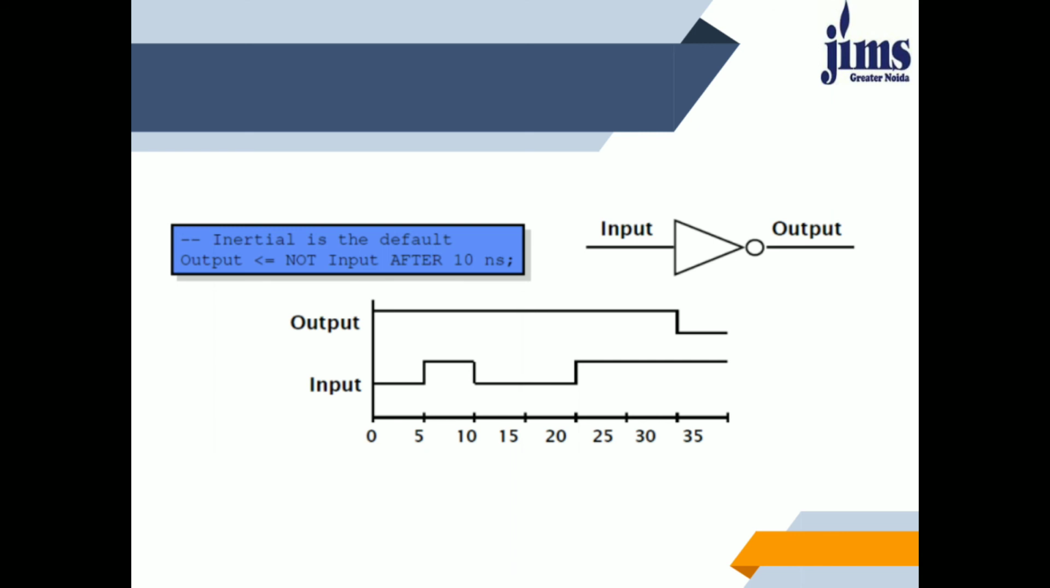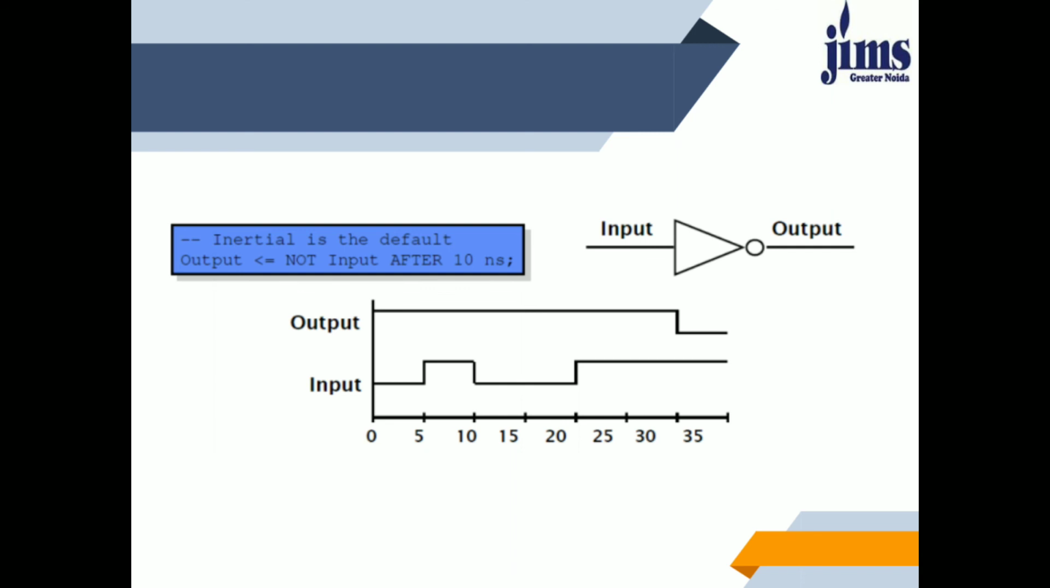Here we are giving input to an inverter which is generating an output. If we vary the input, making it high from 5 to 10, and high again after 20, now here we can see that we are giving a delay of 10 nanoseconds. So how will we write? We will write not input after 10 nanoseconds. This will be your output.